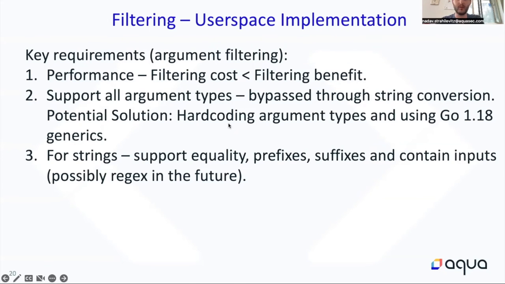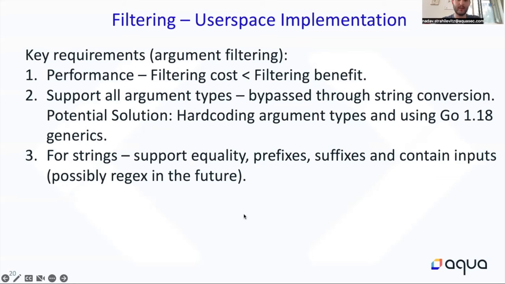So let's talk about what our userland filtering optimally needs to look like. First, it must not impact the producer-consumer ratio negatively on the consumer side. Second, argument filters need to support all available argument types. Currently, we do this through string casting and using string filtering, but we are looking at using Go generics from 1.18 as a solution. Finally, string filtering needs to take advantage of being in userland, and as such, we include prefix, suffix, and contained matching filters, and we can include infinitely as many as we want.